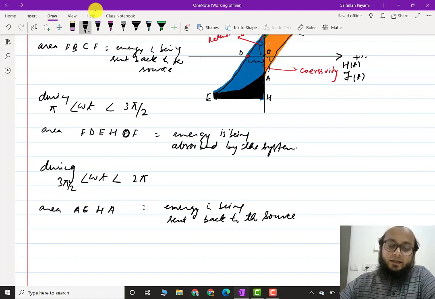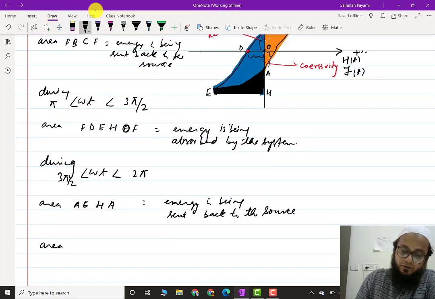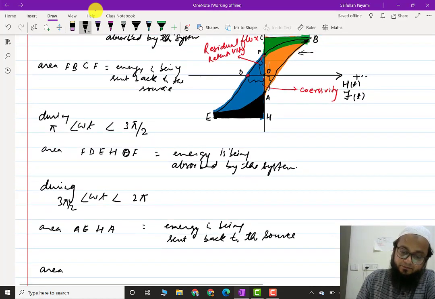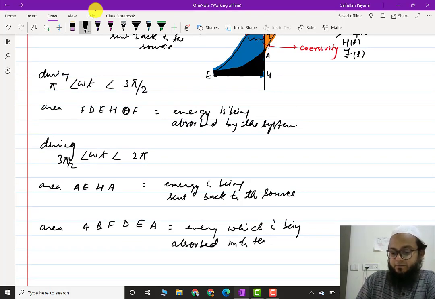So what you can see is in the entire cycle, one complete cycle of it, the area equivalent to A, B, F, D, E and A is the energy which is being absorbed into the system, and this is known as the hysteresis loss.